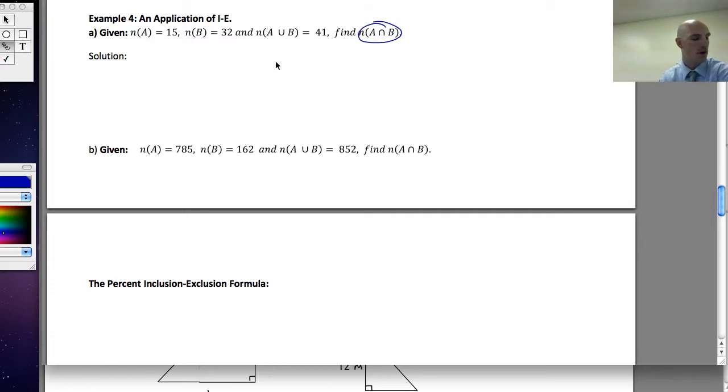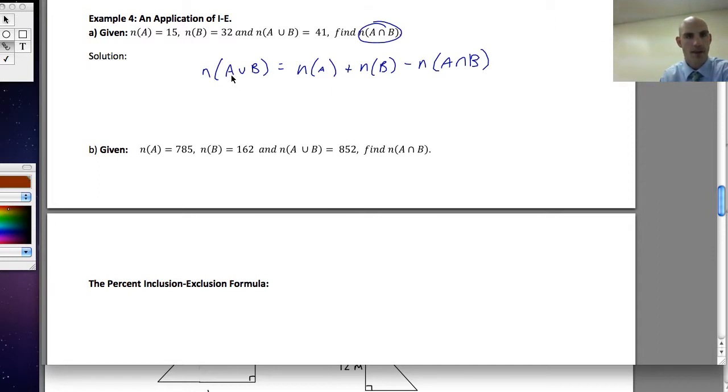So we're going to set up the equation here. It looks something like this. The number in A union B is equal to the number in A plus the number in B minus the number in A intersect B.